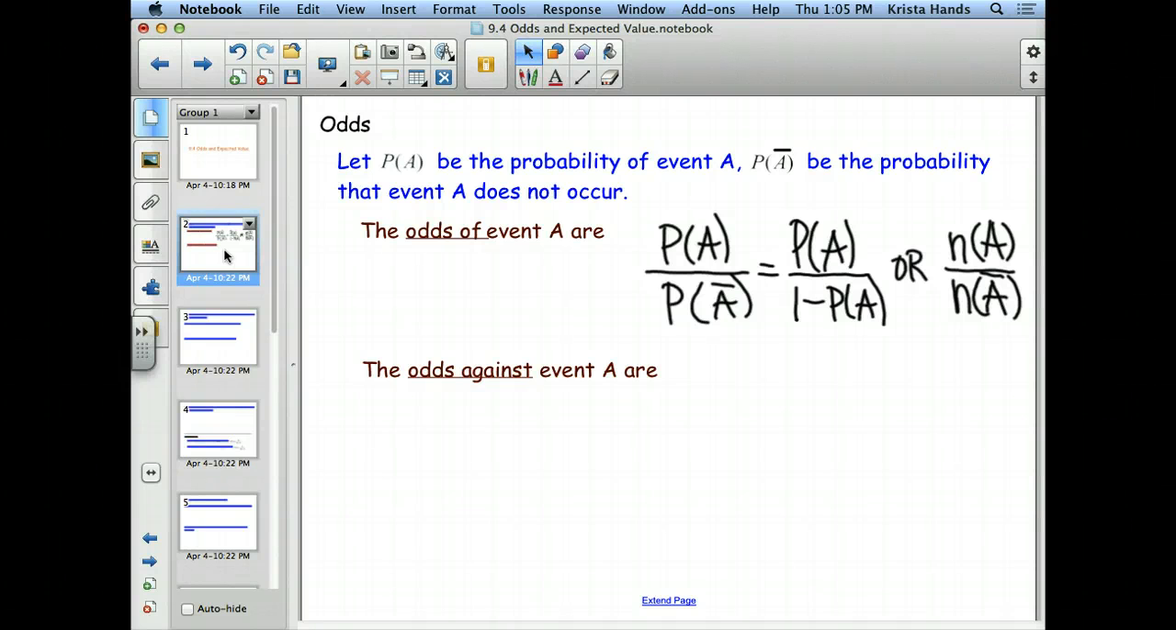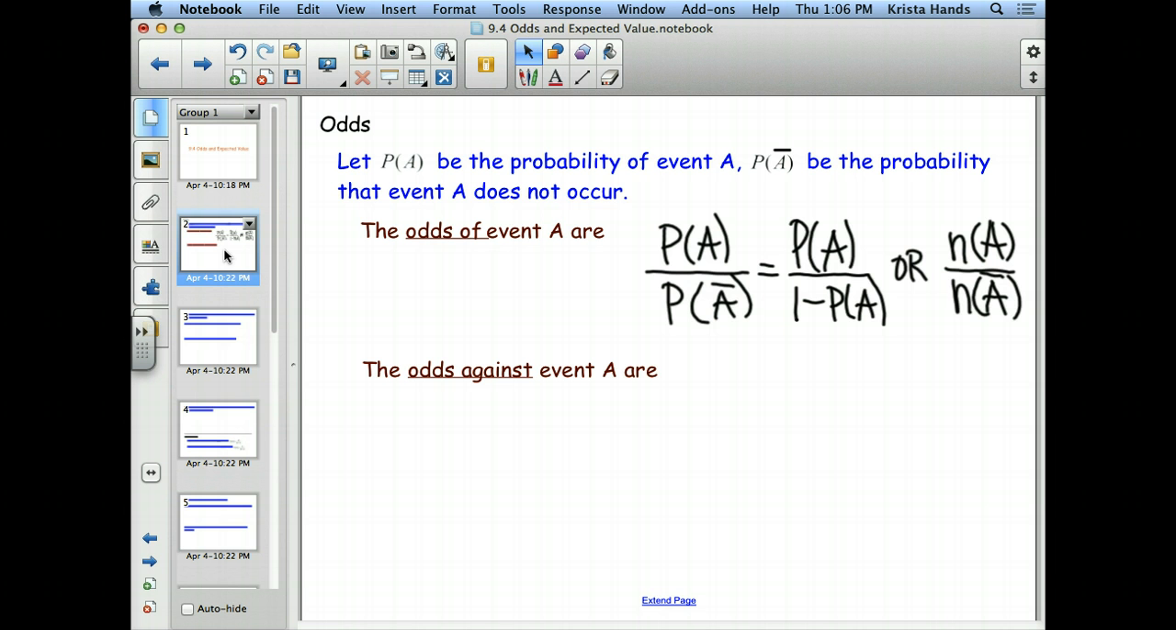So if there's something where you can actually count the physical items, like you don't know the probability of something happening, but you know the number of ways that it can occur, you can take the number of ways that it can occur, and you can divide it by the number of ways it doesn't occur, and it will also equal the same odds as if you had done the probability. So these are the odds of event A occurring.